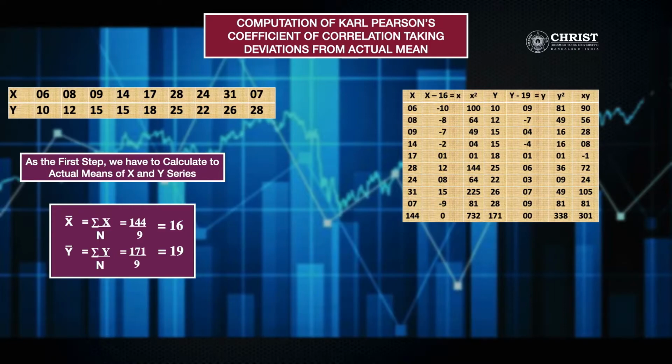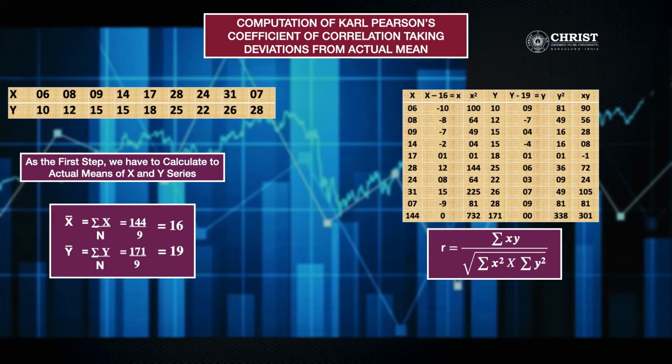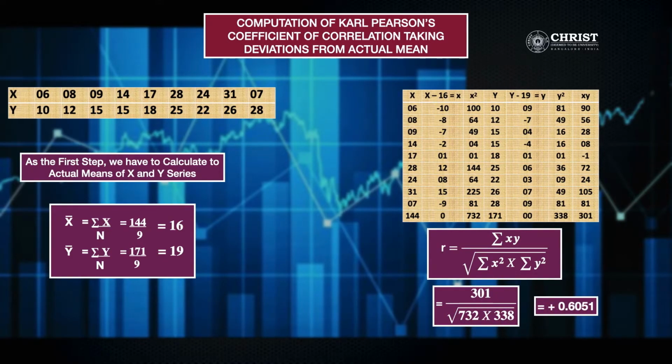Now you have to multiply small x and small y, that is xy. That is 90, 56, 28, 8, minus 1, 72, 24, 105, minus 81. So the total is 301. Now you have to substitute these values in the equation. You know that r is computed using the equation sigma xy divided by root of sigma x squared into sigma y squared. That is equal to 301 divided by root of 732 into 338. So that is plus 0.6051.